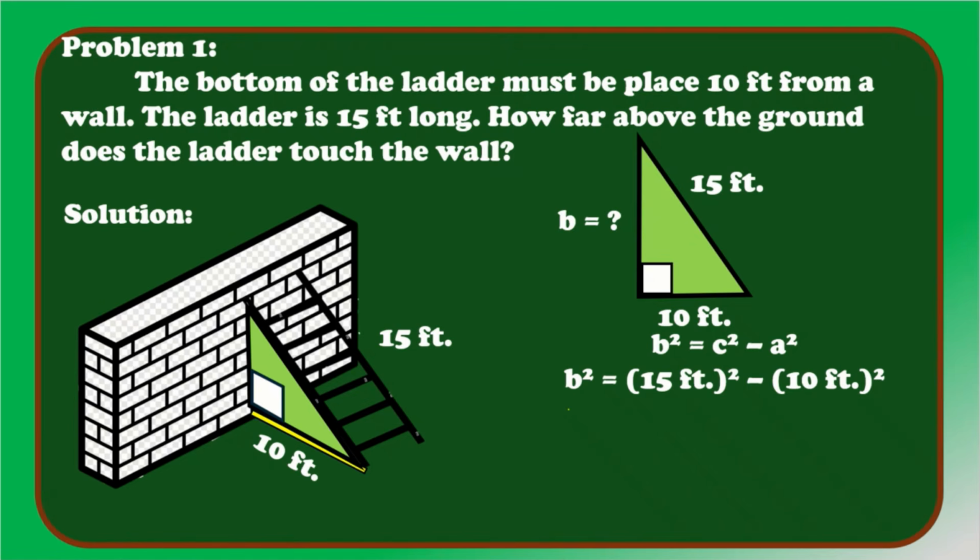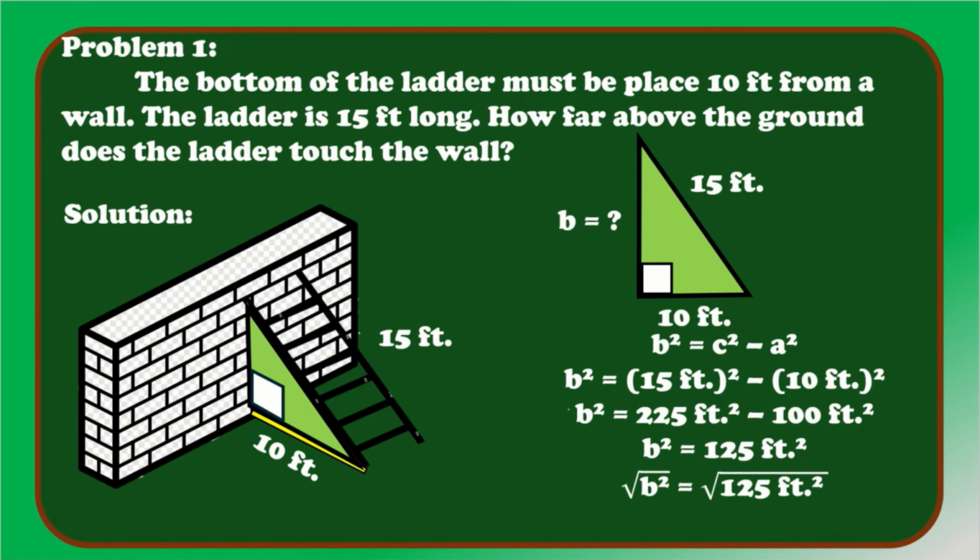We're going to simplify it further by getting the squares of both numbers. So b squared will become 225 feet squared minus 100 feet squared. Let's get the difference between the two. Copy b squared, and we're going to obtain 125 feet squared. We only need b, so we're going to apply the square root property on both sides of the equation. The square root of b squared equals the square root of 125 feet squared.